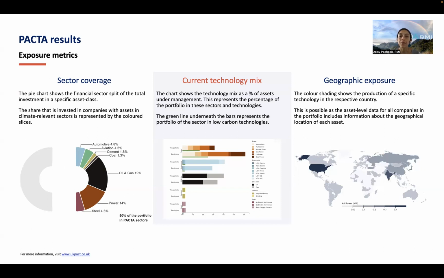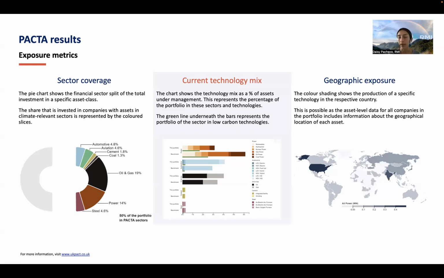Secondly, we have the current technology mix. This chart shows the technology mix as a percentage of assets under management. This represents the percentage of the portfolio in the sectors and technologies that are being analyzed. We will see that these are part of the interactive charts that we will find in the interactive report, and you will have some different options to see different combinations of the same information. Lastly, on the exposure metrics, we have the geographic exposure. The color shading shows the production of a specific technology in the respective country.